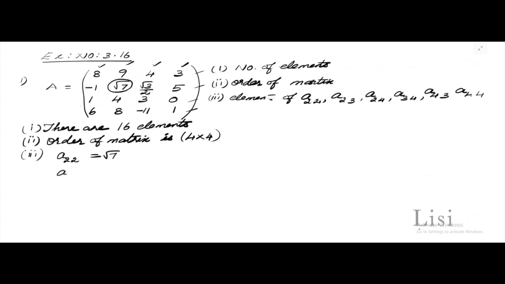And next question is A23. A23 means second row, third column. 1, 2, 3. So this one. It is root 3 by 2. And next is A24. Second row, fourth column. This is your second row. 1, 2, 3, 4. This is your fourth column. So your answer is 5.